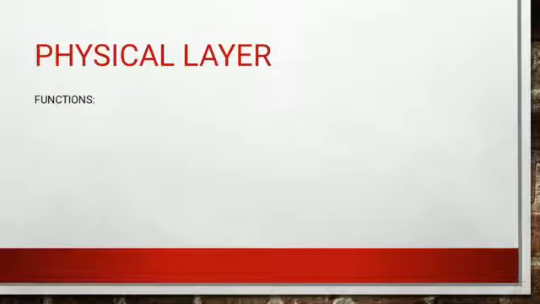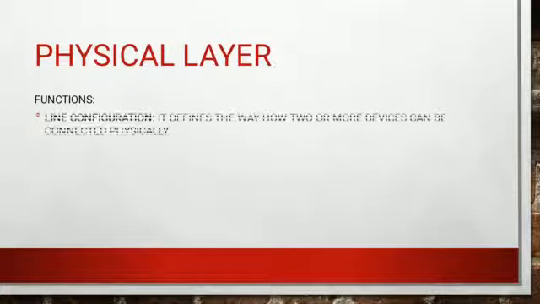So what are the main functionalities of the physical layer? The first one is line configuration. So what is this line configuration? Line configuration means it defines the way how two or more devices can be connected physically. How are the devices connected? By using a wire connection or by using a wireless connection, because using this physical medium we connect two or more devices, and that is decided by the physical layer. So this is the first functionality of the physical layer.